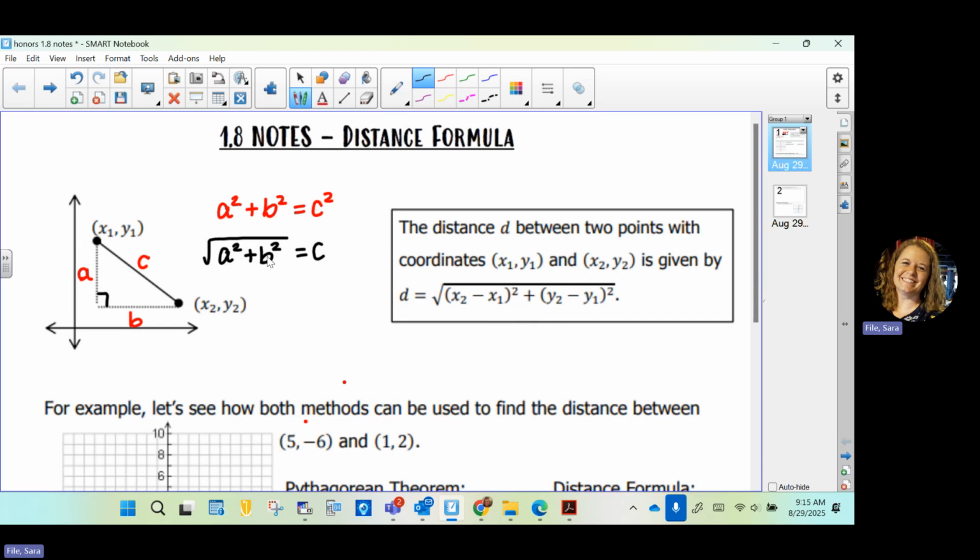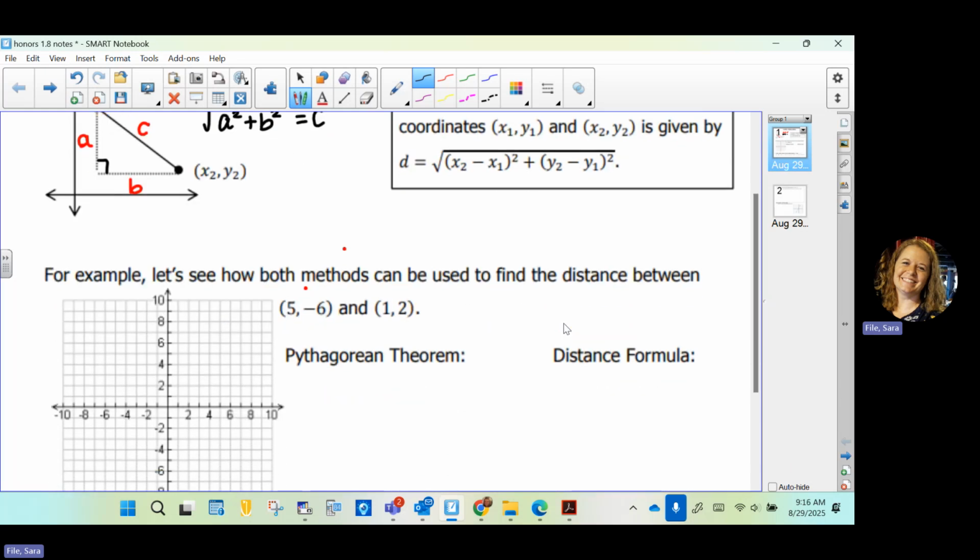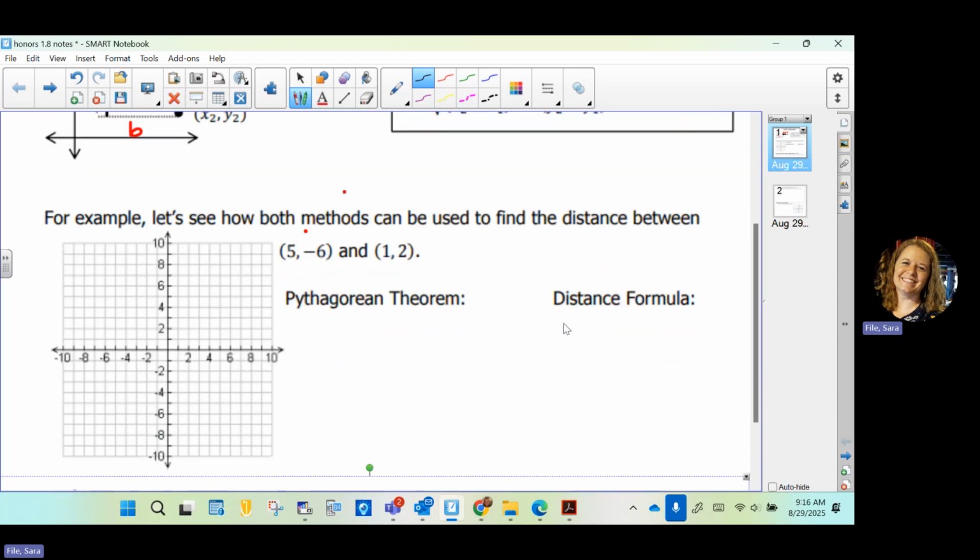Where a and b represent just those changes in x and changes in y. Does that make sense? So graphically, you could just do the Pythagorean theorem if you prefer to do that. Or algebraically, you can use your distance formula. We good? Let's try it. Okay, so we're going to try both ways here.